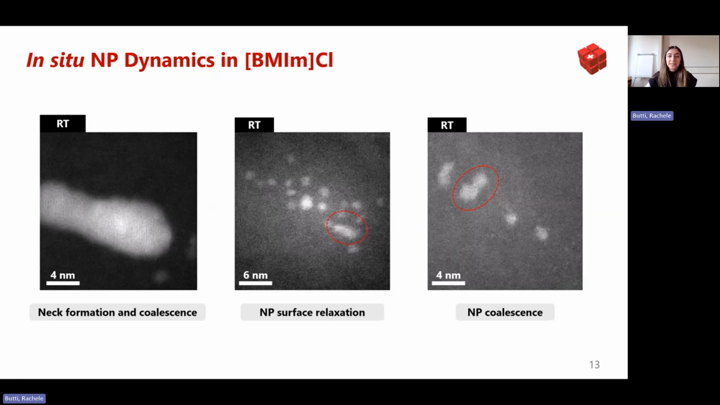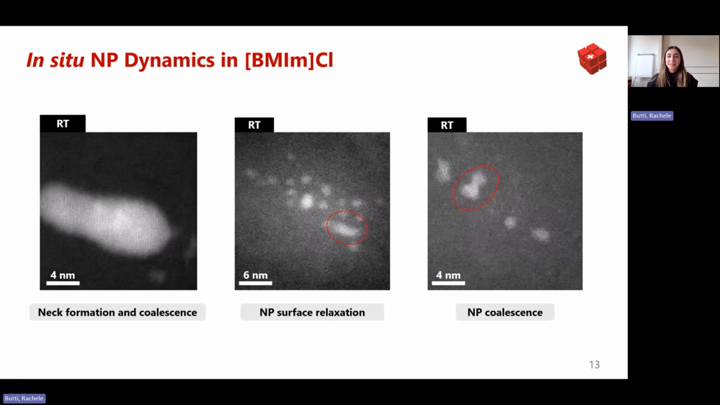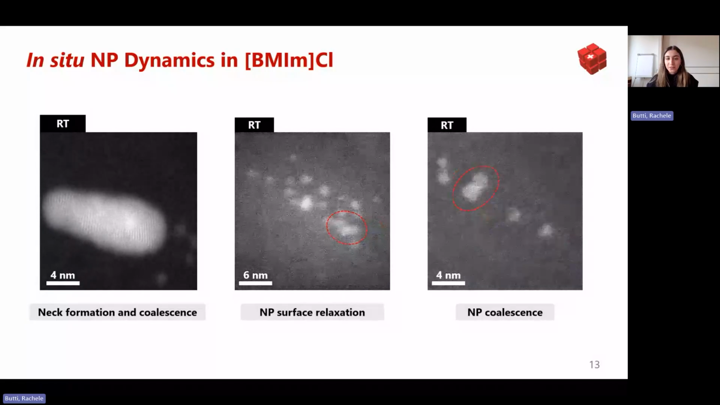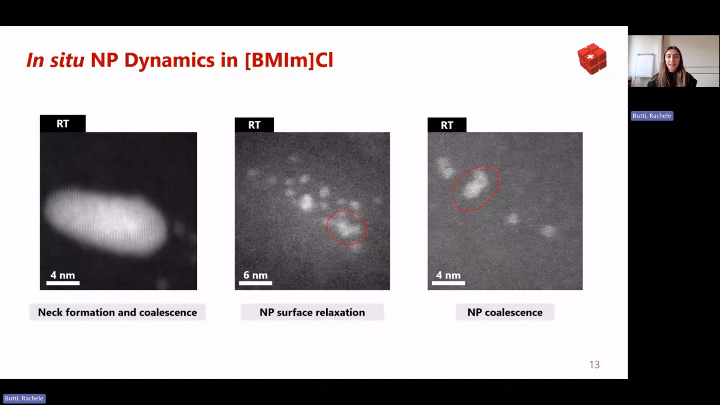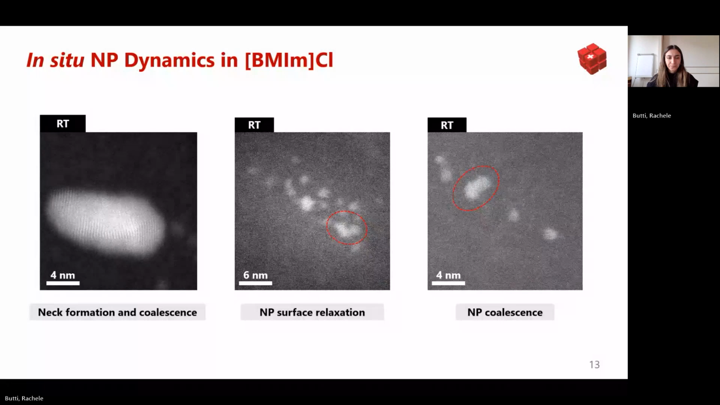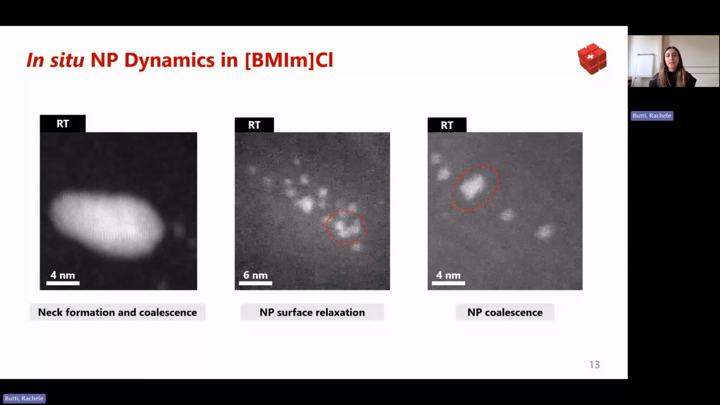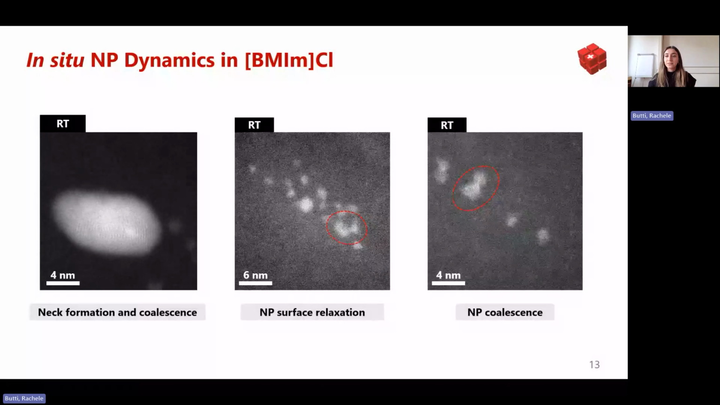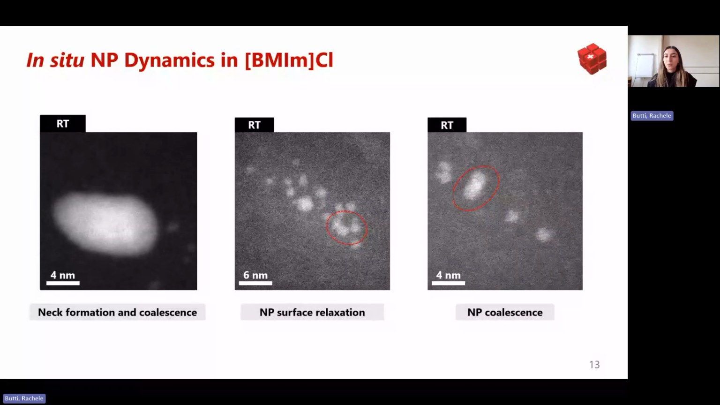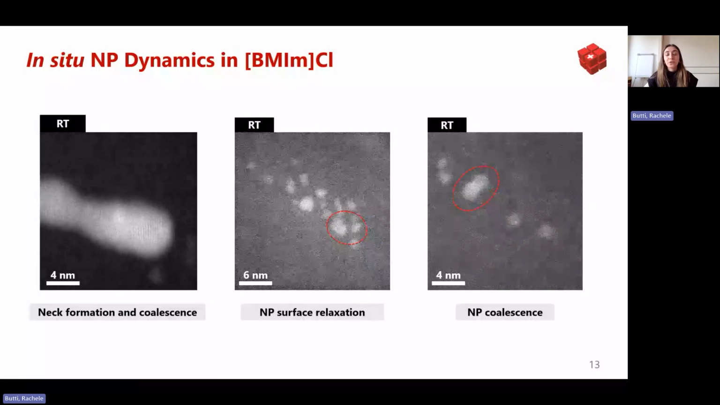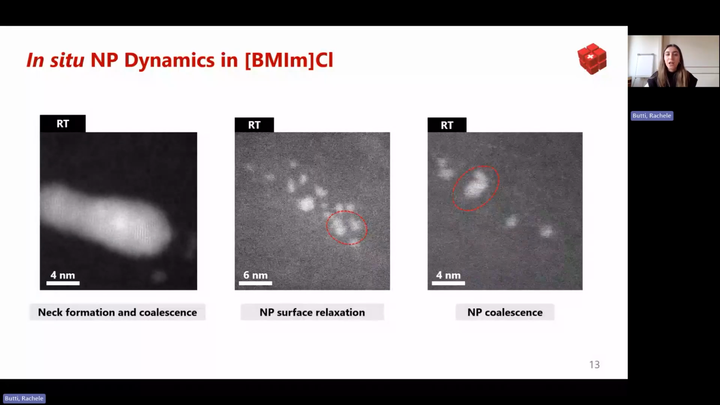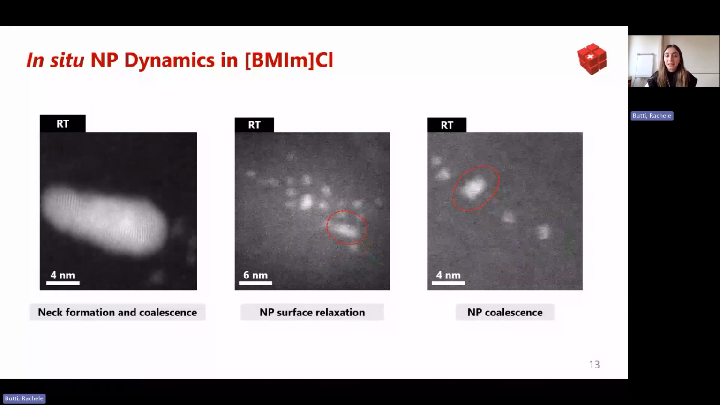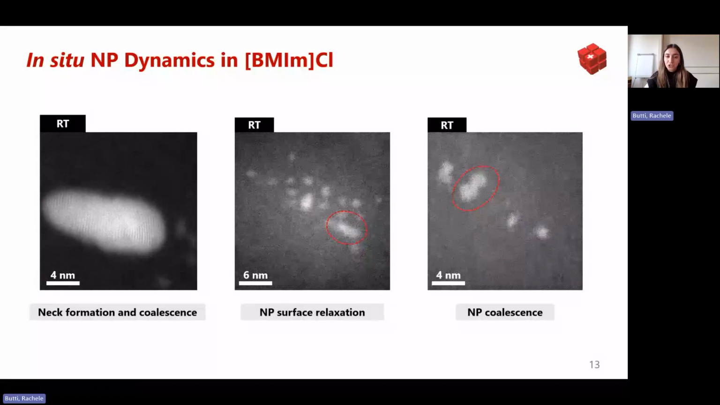And also here, some HAADF STEM time series with very small nanoparticles. The scale bar is visible, where we have neck formation and coalescence, as well as surface relaxation in the middle, and just classical gold nanoparticle coalescence. And this was performed at room temperature following the drop casting on the active area of the chip.